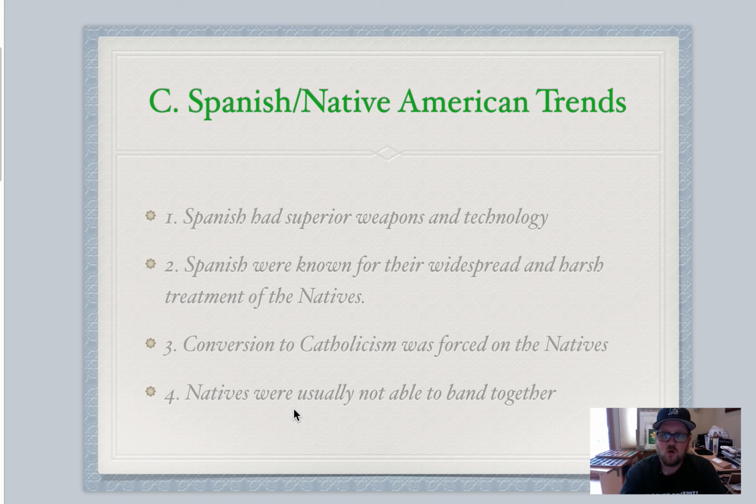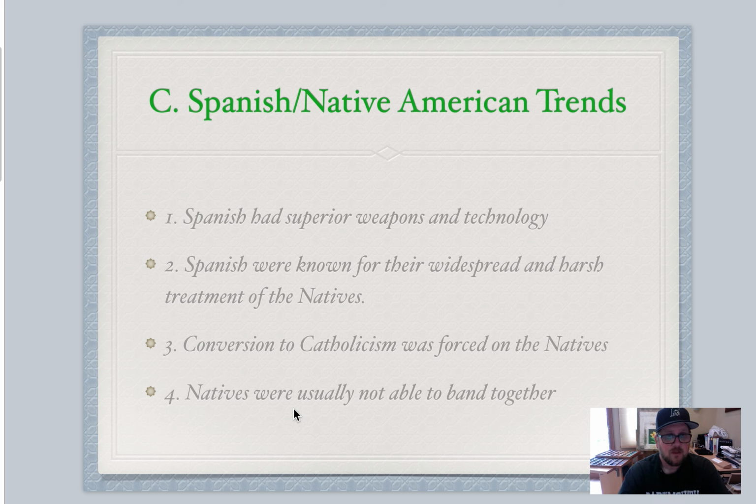Okay, here's some big overall trends for this time period. Again, obviously the Spaniards had very superior weapons and technology. They did not have larger numbers. Obviously the natives had larger numbers, but the technology for the Spanish was very great. The Spanish were known for their harsh and widespread treatment of natives, again, subduing them into forced labor. Not direct slavery, but pretty much forced labor, a form of slavery.